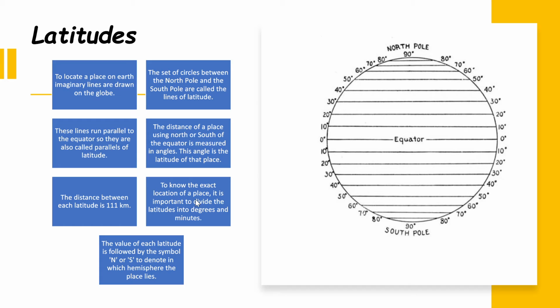To know the exact location of a place, it is important to divide the latitudes into degrees and minutes. The value of each latitude is followed by the symbol N or S to denote the hemisphere the place lies in. If a place lies in the northern hemisphere, we write degree N, and if it is in the southern hemisphere, we write degree S. S is for south.